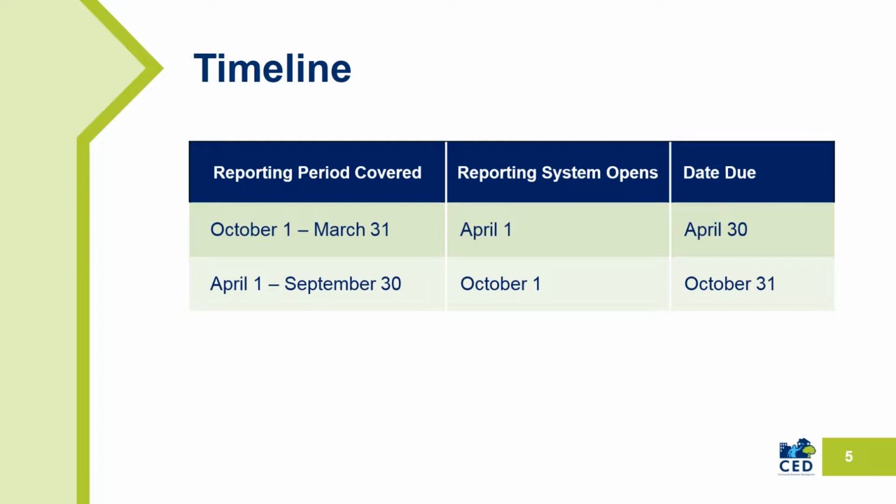The first time you will report will cover the reporting period from October 1st to March 31st, the first 6 months of your project. For the reporting period ending on March 31st, the online reporting system opens the 1st of April, and you will have 1 month to complete and submit your report. Although you only report twice a year, it is important to track data on an ongoing basis so that it is easier to submit your report in April and October.